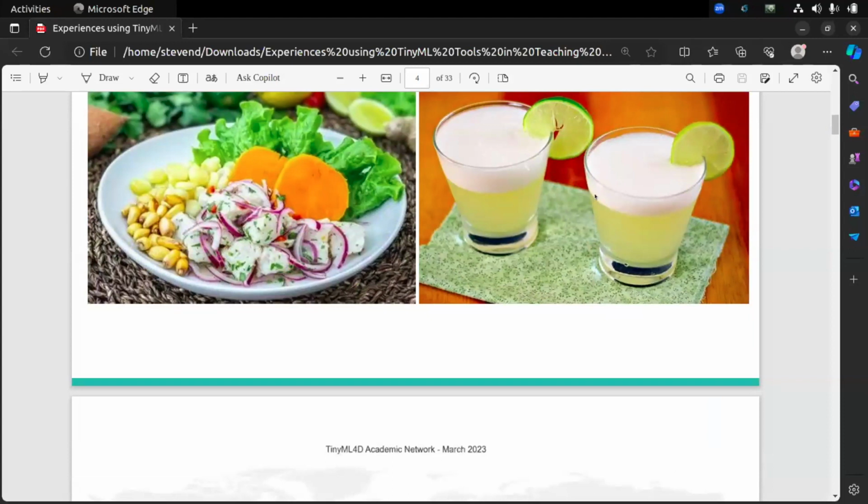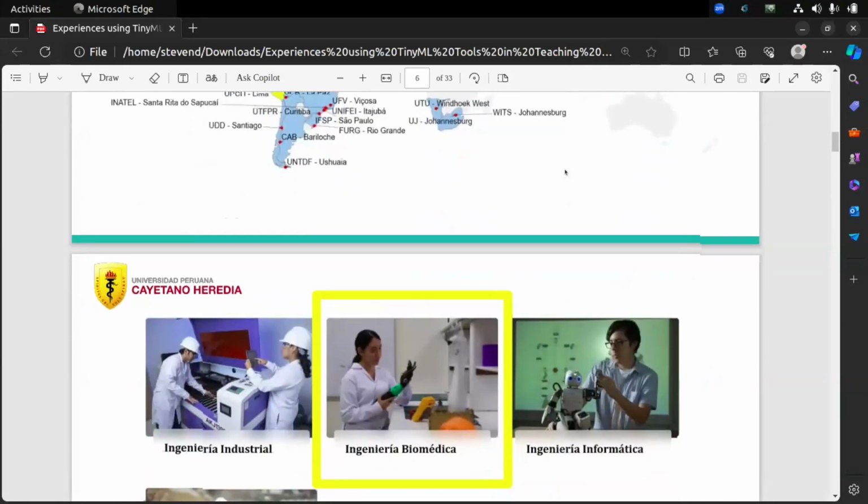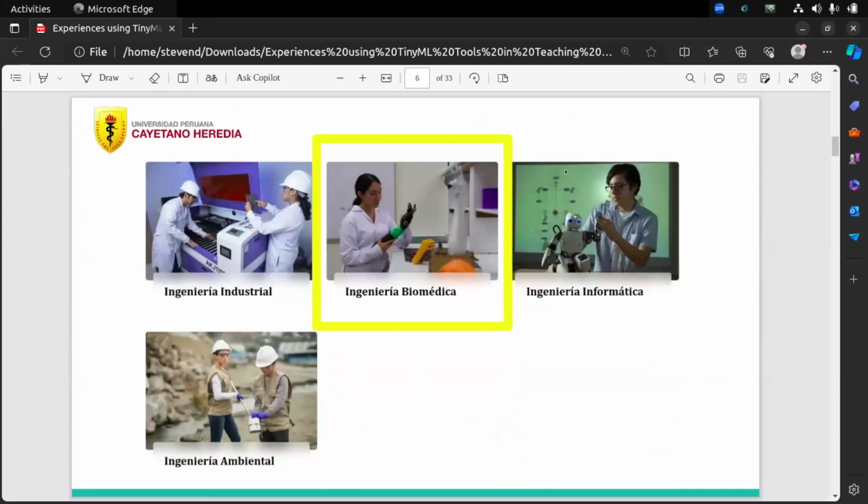to modify that. One of the little steps that we have done is that we are part of the Tiny Machine Learning academic network. Cayetano Heredia, my university located in Peru, is part of this academic network. Okay, we offer 4 degrees: industrial engineering, informatic engineering, environmental engineering, and of course, biomedical engineering.